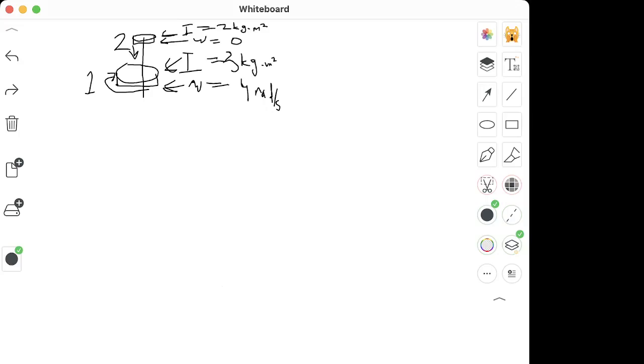Let's say you drop disk 2 onto disk 1 in a way that their centers align. That means that to find the total moment of inertia of the system, all you have to do is add them up. So what is the new angular velocity of this combined system? Well, like in the previous case, you want to calculate Li equals Lf.